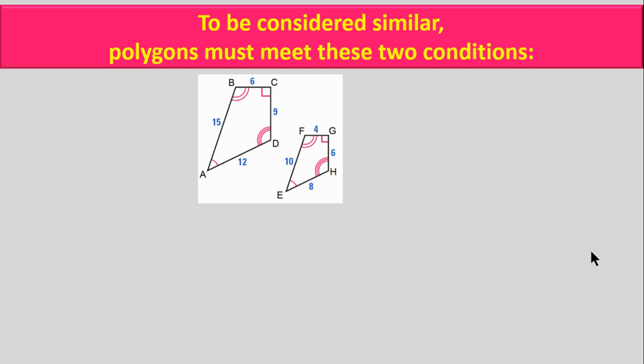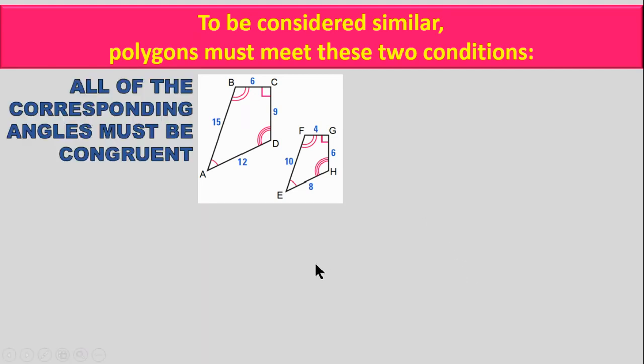This is the first of two videos that will help us transition from learning about any pair of figures that might be similar to learning about similar triangles. So in review, first of all, for two polygons to be similar, they must meet two conditions.